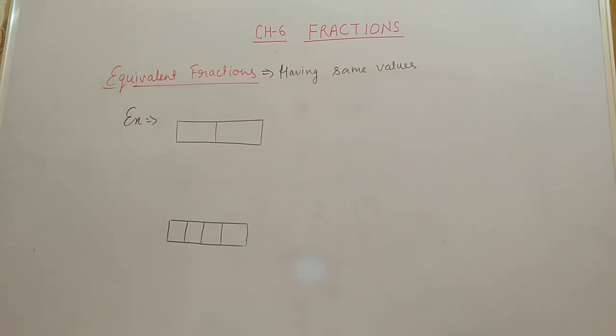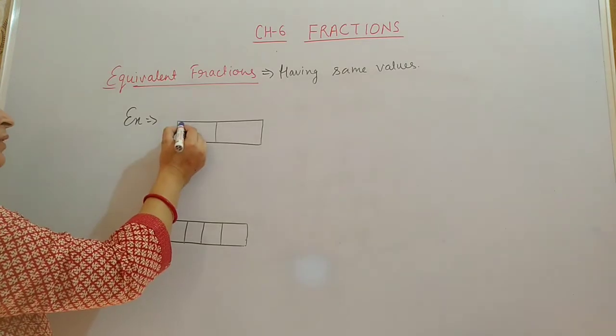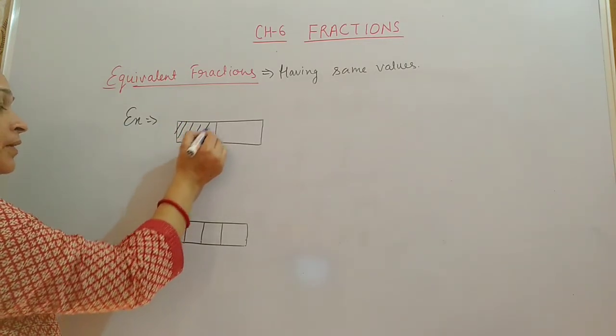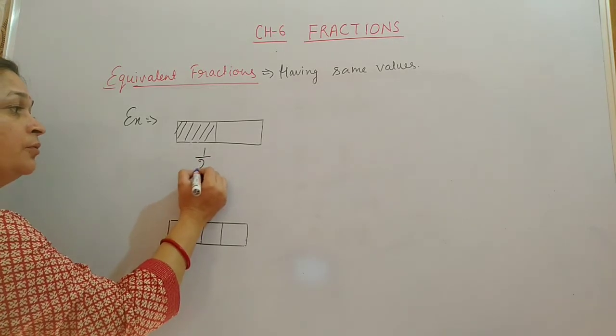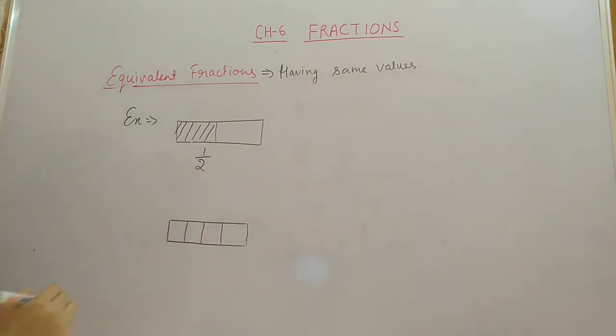Next we have equivalent fractions. Equivalent fractions means fractions having the same value. For example, suppose you have a chocolate and you divide it into two parts, and one part you give to your sister. Then you have given one part out of 2, so the fraction here is 1 by 2.